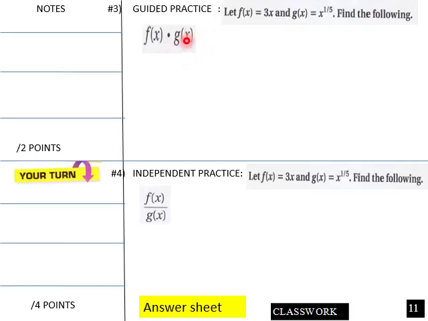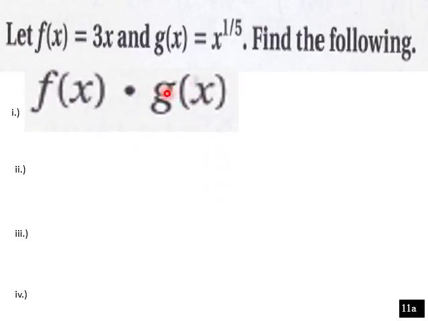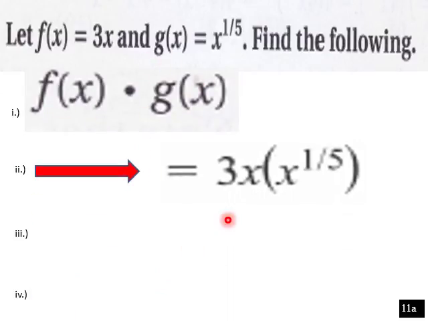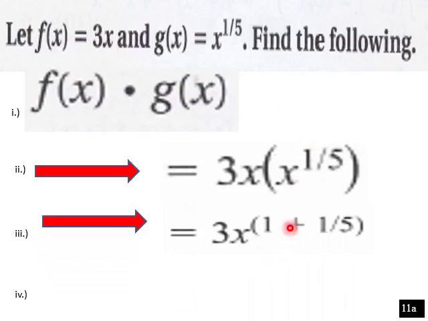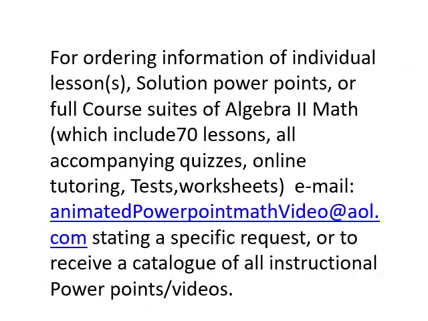Okay, our first guided practice of that concept. We're going to multiply these together. Students, you're going to divide these. So multiplying these two together, we get 3x times x to the 1/5 power. We use our product of powers property of exponents, and we get 3x to the 6/5 power.